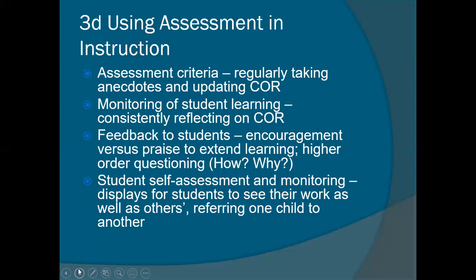Why don't I have enough anecdotes for this area? Maybe scores aren't growing in a certain area. Maybe certain students are missing some anecdotes. But the whole purpose of taking the anecdotes and updating regularly is to be able to reflect on them and plan for your students.